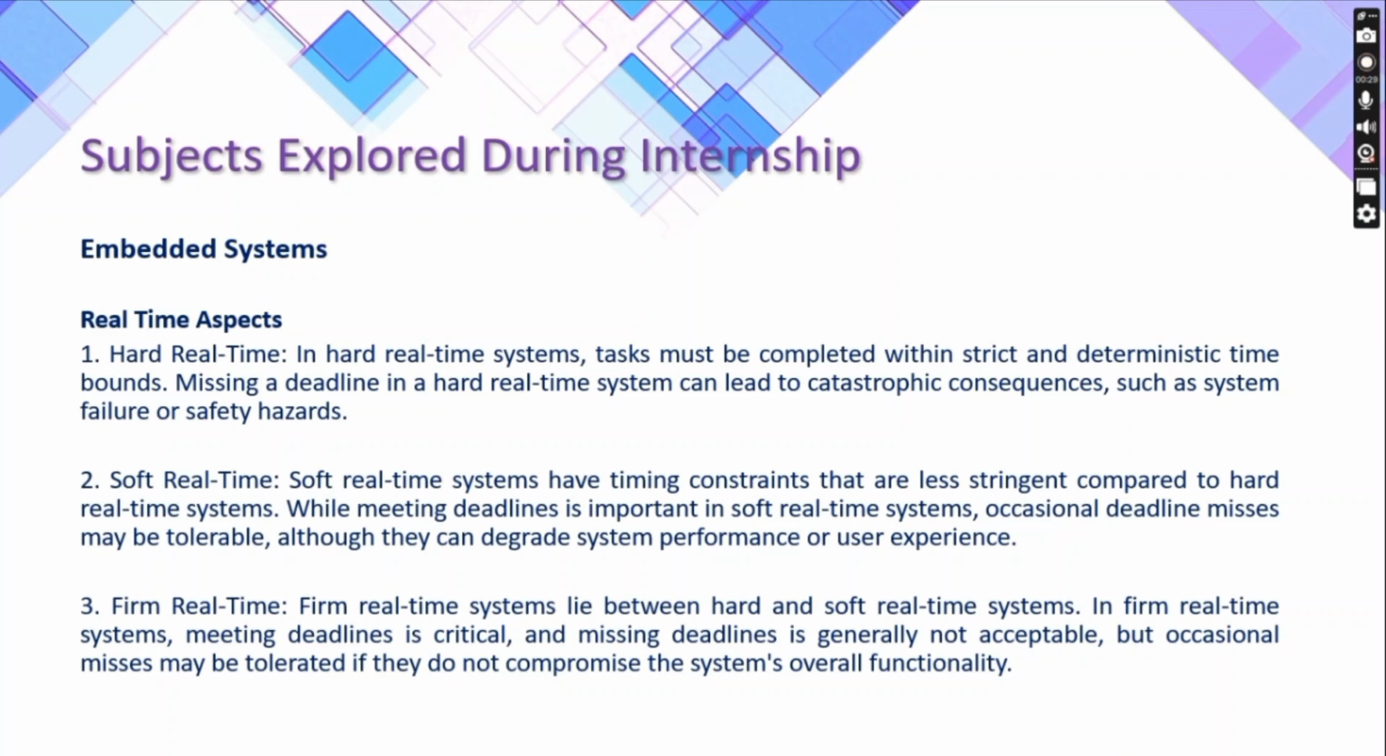stringent compared to a hard real-time system. Meeting deadlines is important in this system, but sometimes missing a deadline may be tolerable, though it can affect the performance or user experience. Firm real-time systems lie between hard and soft real-time systems. In a firm real-time system, meeting deadlines is critical and missing deadlines is generally not acceptable. But if a deadline is missed, it is tolerated as it does not affect the system's overall functionality.